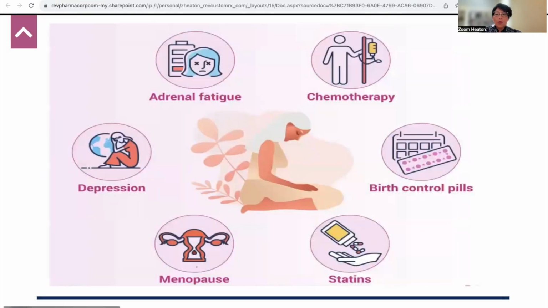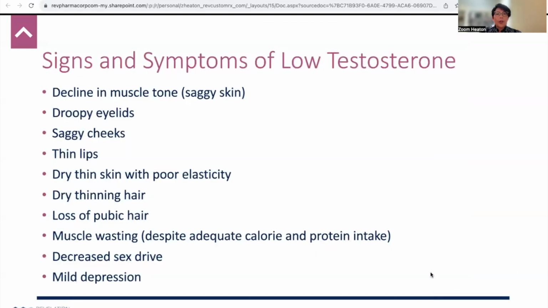So here's your visual, and it looks like everything we've talked about. Signs and symptoms of low testosterone. So everything starts to sag. Your skin overall just goes south. And we start to see it, we start to feel it, and it's just not pretty. And we get the droopy eyelids, the saggy cheeks, the thin lips, very dry, thin skin with poor elasticity, dry, thinning hair, loss of pubic hair, and muscle wasting. And that's even with adequate calorie and protein intake.